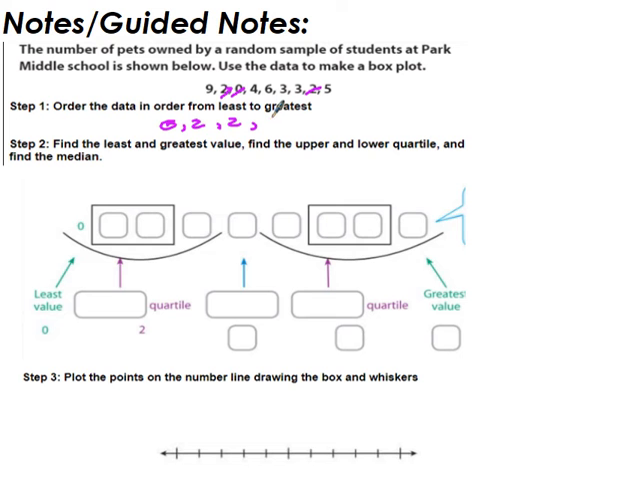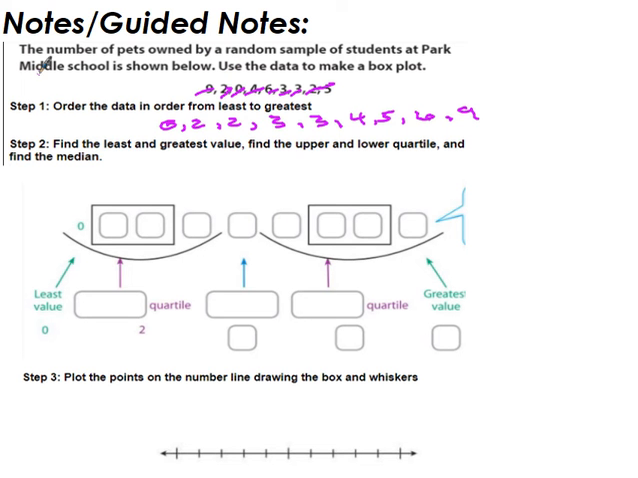Looks like I have two 3s. Bam, bam. Then I got a 4, 5, 6, and then last but not least, 9. And then just to double check to make sure I didn't miss any data points, there's 1, 2, 3, 4, 5, 6, 7, 8, 9. So I reordered my data from least to greatest.